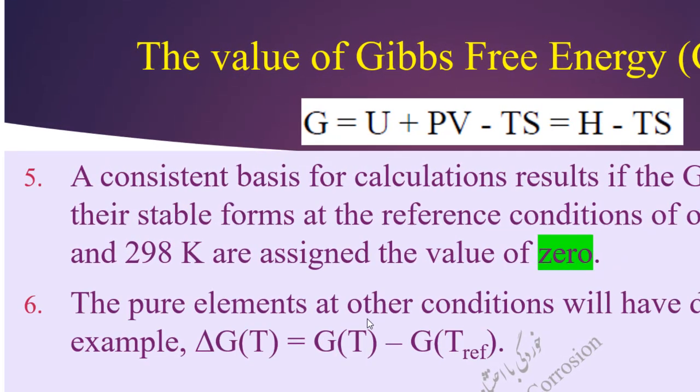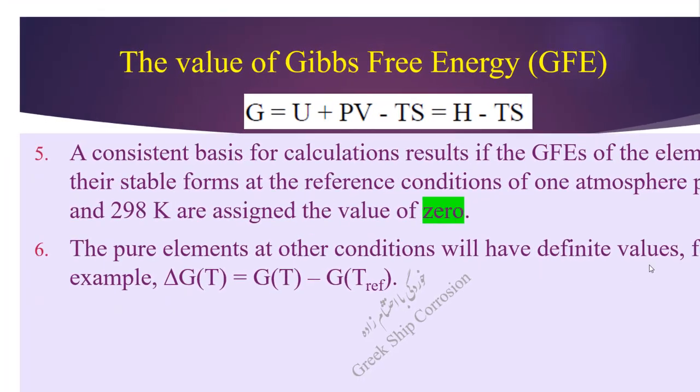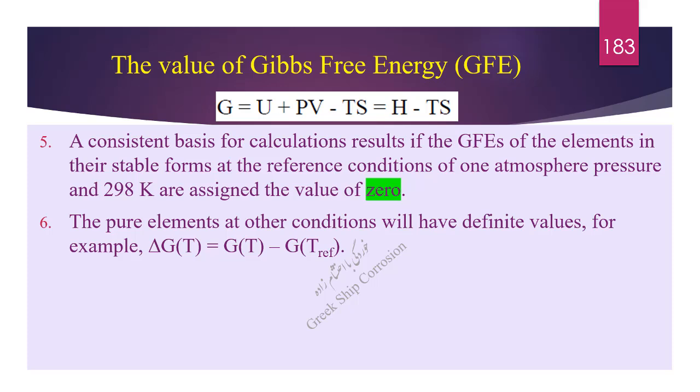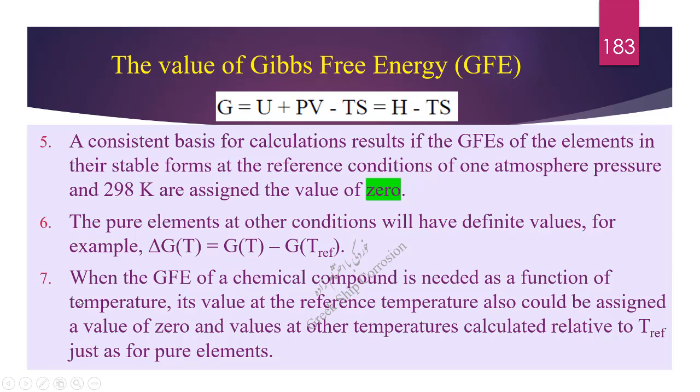6. The pure elements at other conditions will have definite values. For example, the Gibbs free energy change at temperature T is equal to the Gibbs free energy at temperature T minus the Gibbs free energy at the reference temperature. 7. When the Gibbs free energy of a chemical compound is needed as a function of temperature, its value at the reference temperature also could be assigned a value of 0, and values at other temperatures calculated relative to the reference temperature, just as for pure elements.